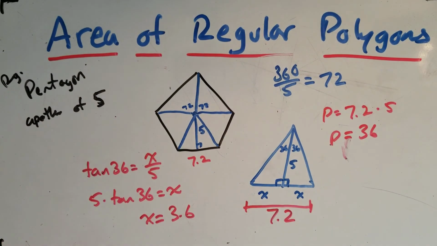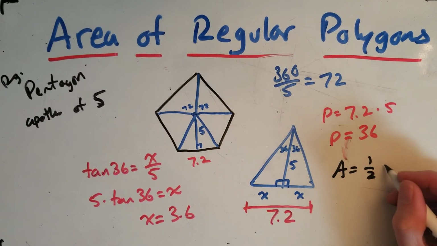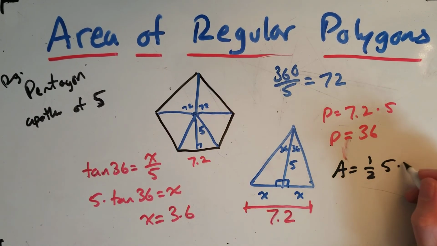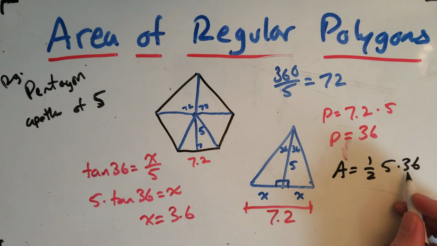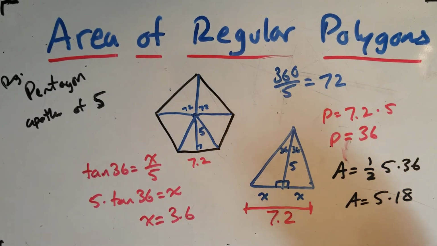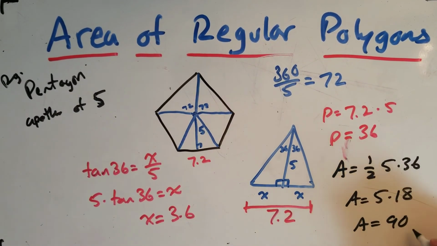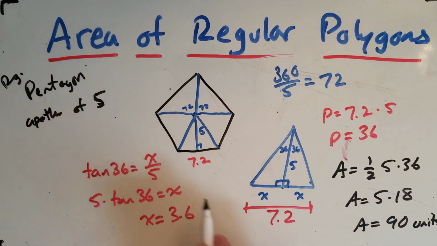And if we're trying to find the area, well, then we can say the area is equal to 1/2 the apothem 5 times the perimeter, which is 36. So 1/2 of 36 is 18. So the area is 5 times 18. And when you do 5 times 18, you should get, hopefully, 90 units squared. So that would be the area of the pentagon.